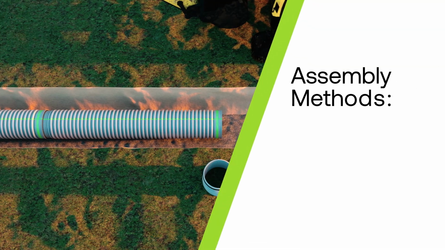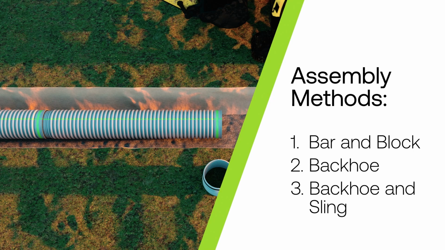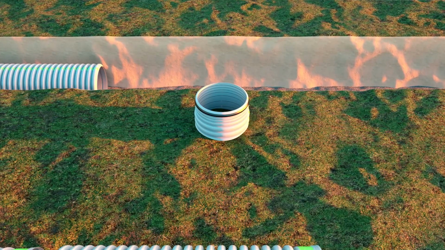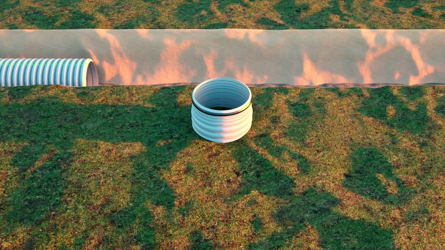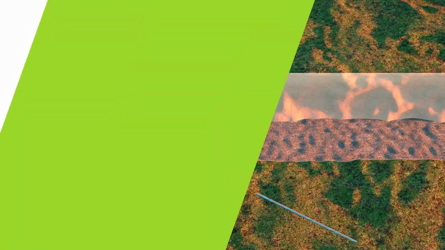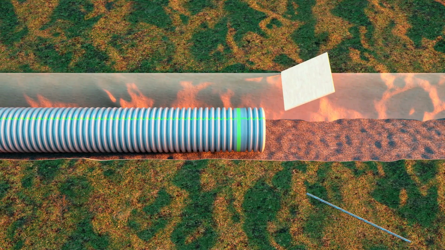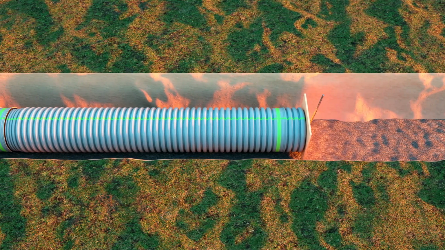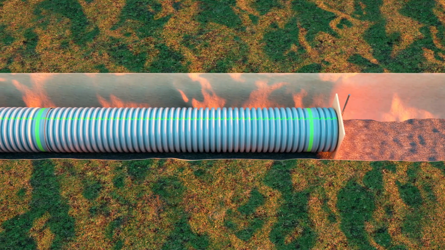To assemble the joints, use either the bar and block method, the backhoe method, or the backhoe and sling method. For the bar and block method, an installation stub needs to be created. Take the spigot end of the pipe that was previously cut and remove the gasket. This piece can now be used as an installation stub. Place the installation stub into the bell end of the pipe and place a wooden block horizontally across the end of the installation stub. With the bar, push against the wooden block until the pipe is fully inserted into the bell.